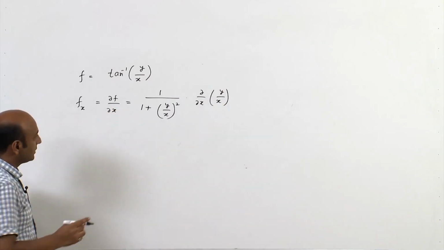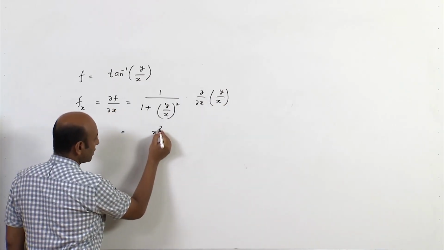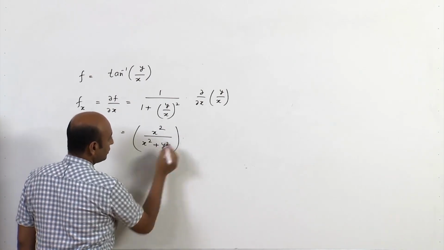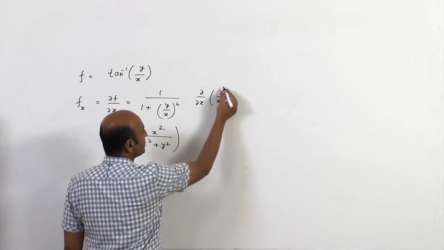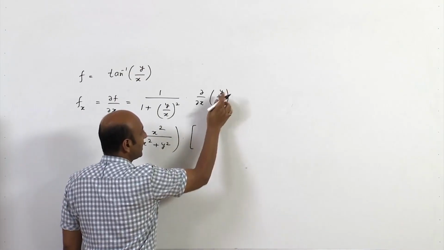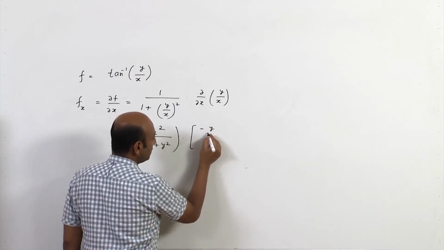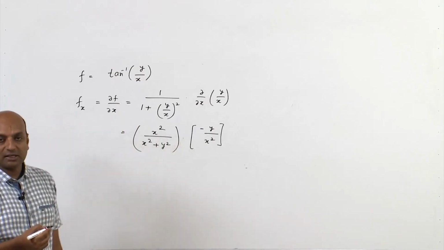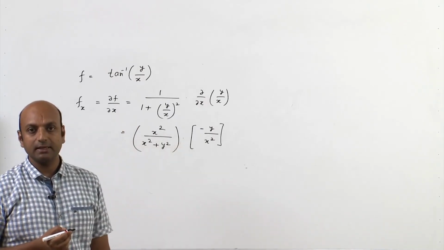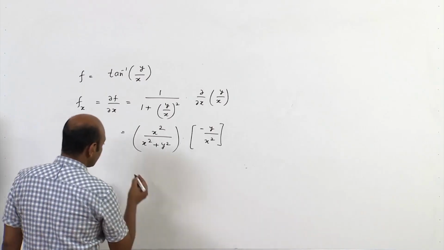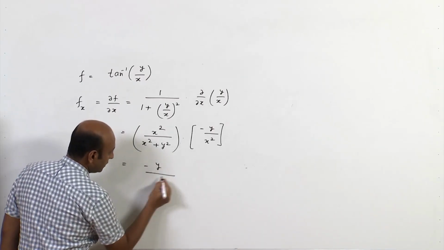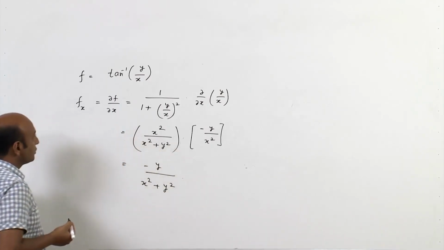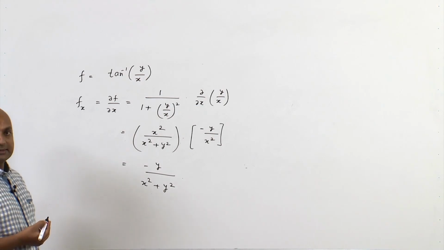This is simply equal to x square upon (x square plus y square) into, now the partial derivative of this with respect to x, you have to take y as a constant, it is minus y upon x square, because the derivative of 1 upon x is minus 1 upon x square. So, it is minus y upon (x square plus y square). So, this is del f upon del x.